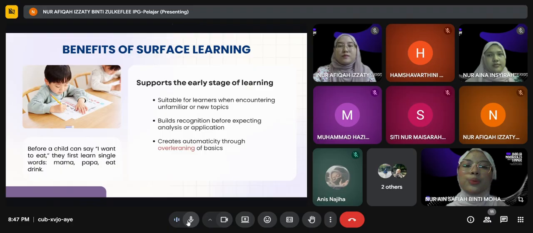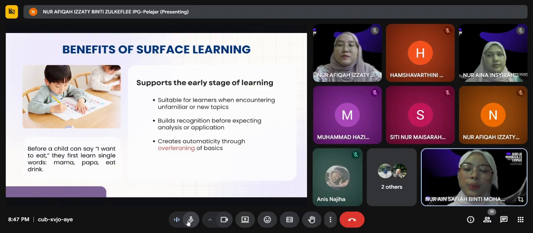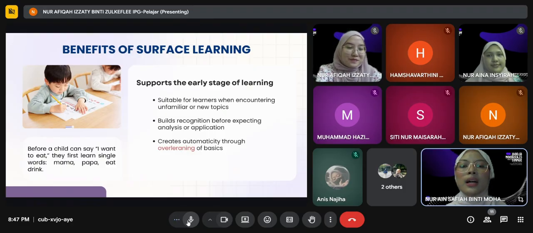And as we already know everything about deep learning, we know the challenges, we know the benefits, and also the strategies. We know that deep learning is for the pro. It is for the ones who already master the basic concepts and whatnot. On the other hand, surface learning is for beginners. It supports the early stage of learning. Yes, it is the benefits of surface learning. It supports the early stage.